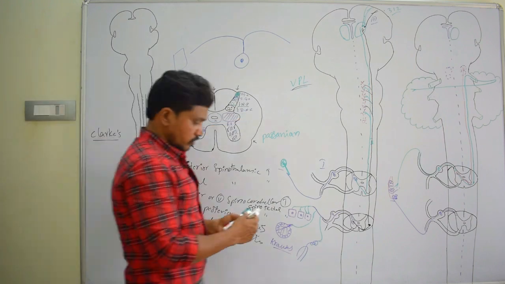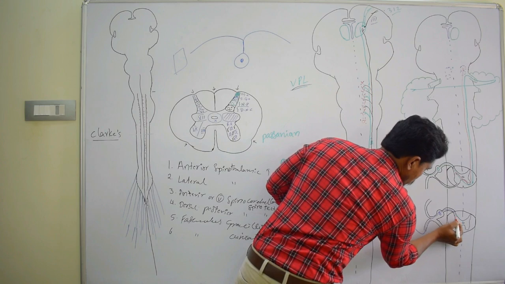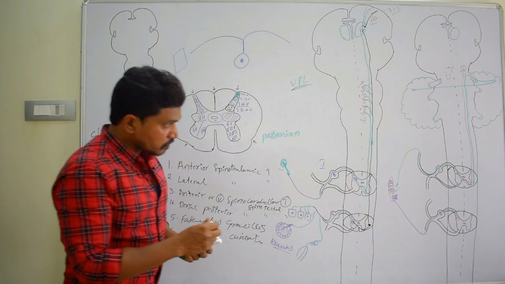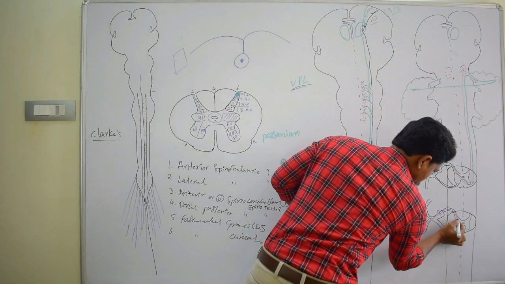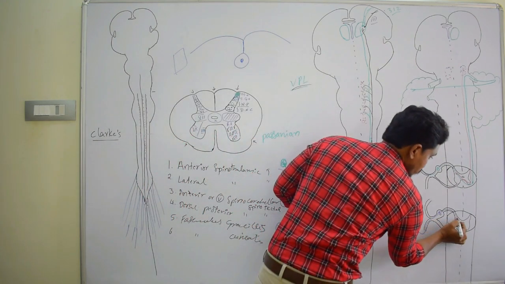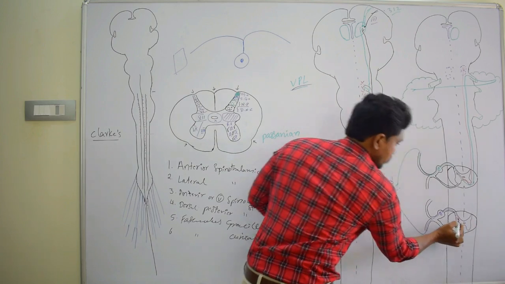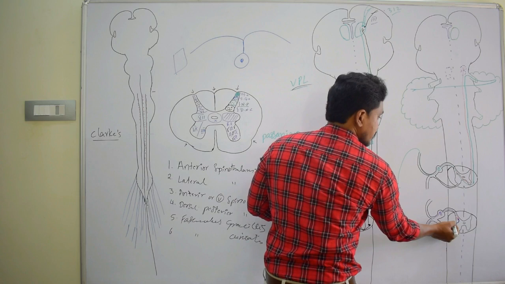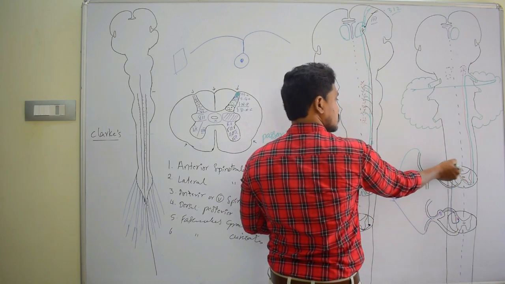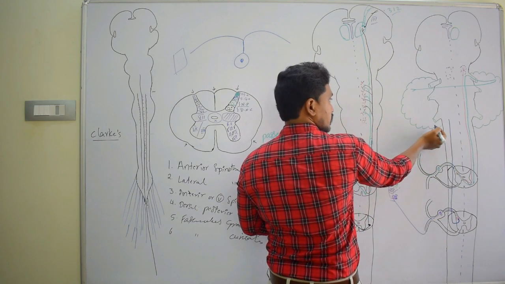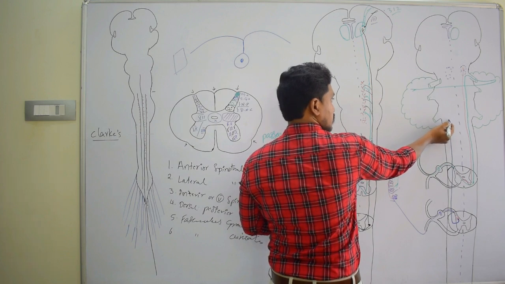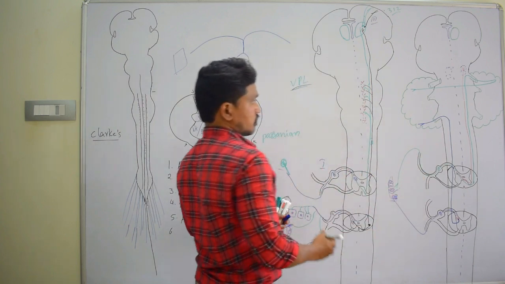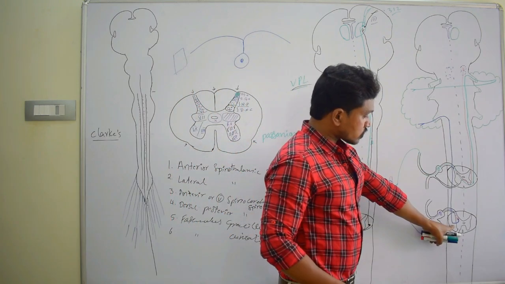So here they relay in the Clarke's nucleus. I am putting C here. They relay in the Clarke's nucleus. From the Clarke's nucleus, second order neurons will start. These second order neurons will not cross the midline. They reach the same side lateral white funiculus and they ascend up like this in the lateral white funiculus. When they reach the inferior cerebellar peduncle, they pass through it and reach the same side cerebellar hemisphere. This is the dorsal spinocerebellar tract.